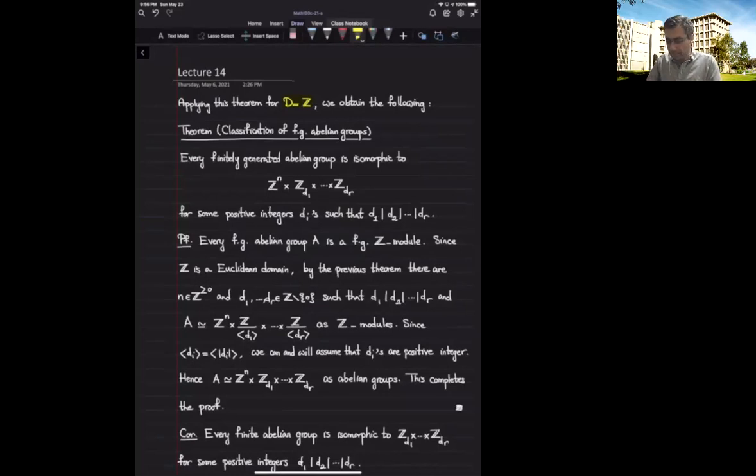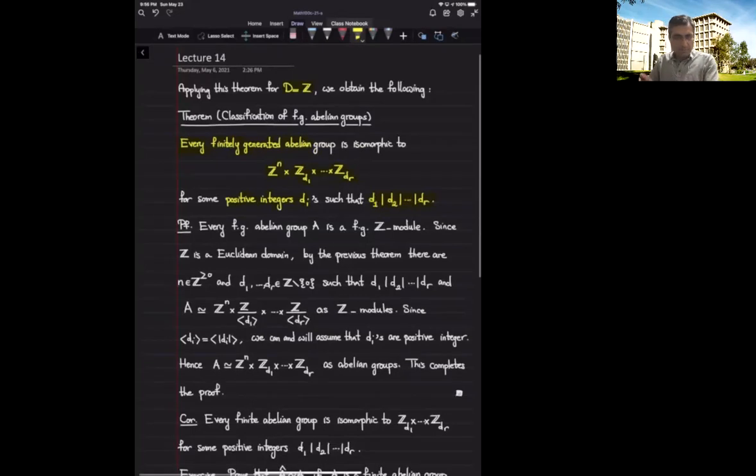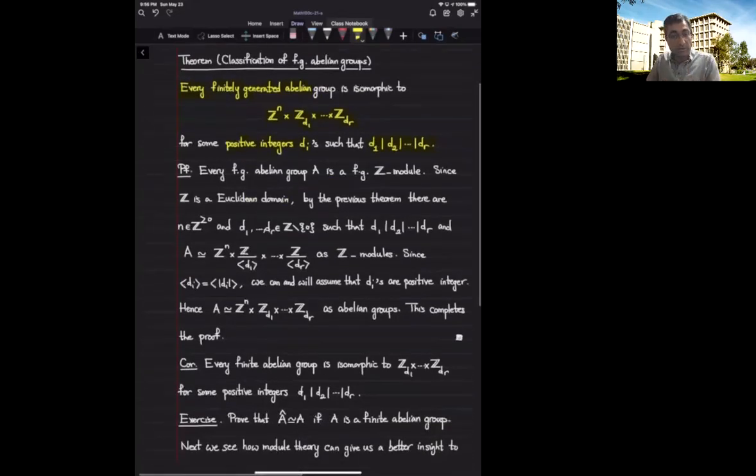So what is the result? Every finitely generated abelian group is isomorphic to Z^n Cartesian product with the cyclic group of order D1, cyclic group of order D2, up to cyclic group of order D_r, where the D_i's are positive integers and the first one divides the next one and so on. Every finitely generated abelian group in particular is a Cartesian product of a bunch of cyclic groups. In fact, we have a bit more control on them, but let's say it like this. Now let's go through the proof.